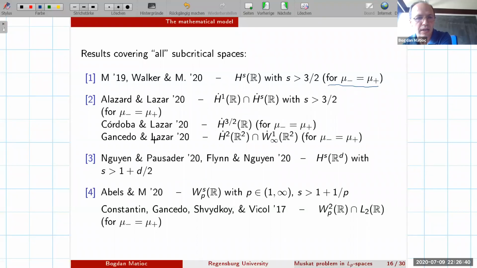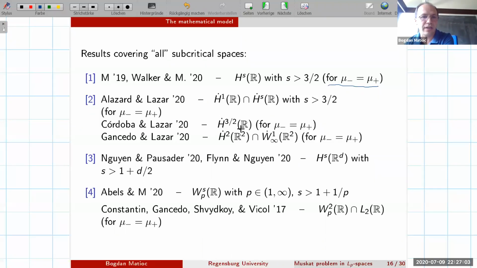And I would also like to cite these two papers of Lazar from 2020, where he considers, together with different collaborators, the Muskat problem in the critical Sobolev spaces in 1 dimension and 2 dimensions. I think Omar will talk next week about these papers.